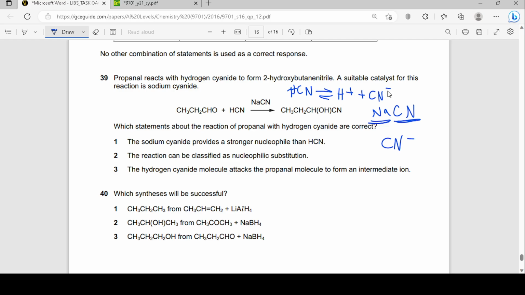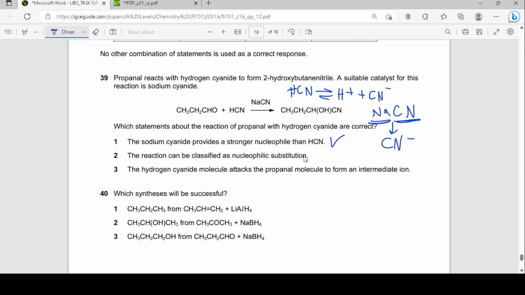So because of that, NaCN is a stronger nucleophile than HCN because more CN- is formed with a greater electronegativity difference, I suppose. At least that's how I think of it. If there are better explanations, you could write them in the comments.